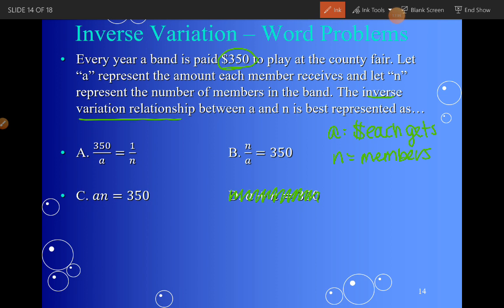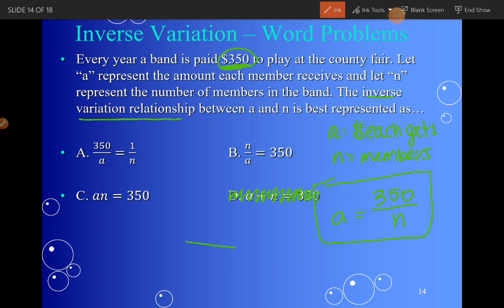So each year, a band is paid $350 to play at the county fair. So the A is the amount each of these people get, and the N is the members. So if you were dividing out this money evenly, what you would do is take the $350 and divide it by the number of members. So let's say there's 10 members in the band, you would divide it by 10. Each person would get $35. So this right here should be our equation, okay? But as you can tell, in your answer choices, there's nothing here that matches.